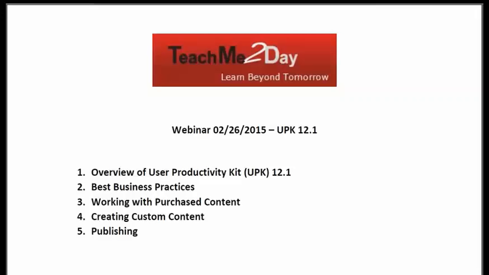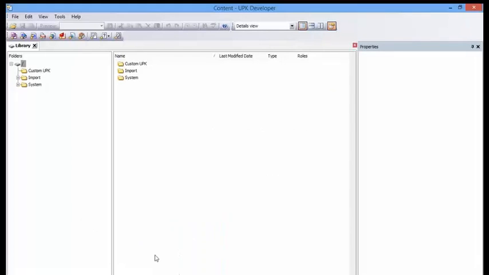So I'm going to go ahead and launch the User Productivity Kit, and just to give you a little heads up, what is the tool? It's a content authoring tool, and it allows you to manage your documentation for whatever product you may happen to be using. So this demonstration is going to be based around PeopleSoft applications. So this is the tool itself.